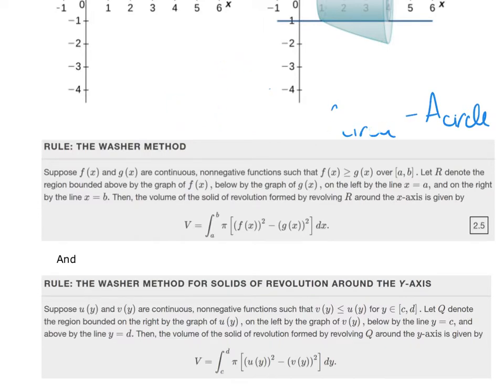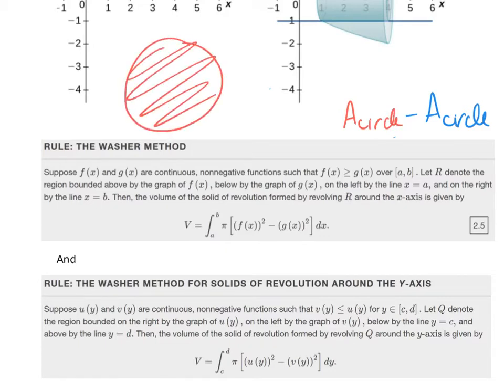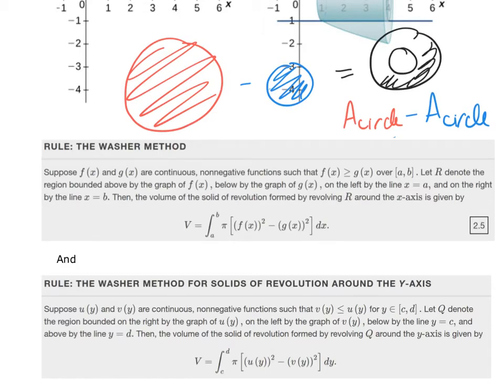So let me do one in a different color. So area of this circle. So here's this circle. If I subtract off this circle, then what I'm going to have is the donut that I need.